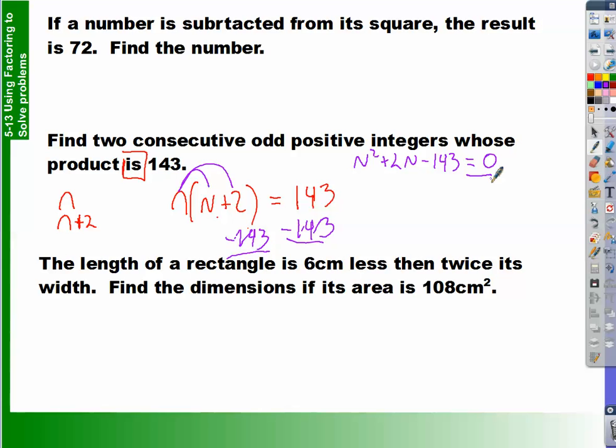Is this in factored form? No. So now you need to factor it. Incidentally, this isn't too bad. Go ahead and factor it. When you have the answer, stand up.